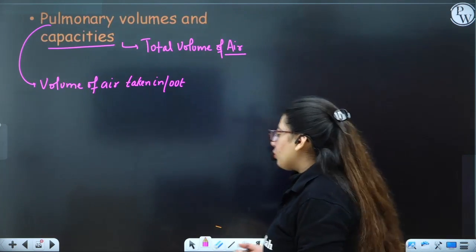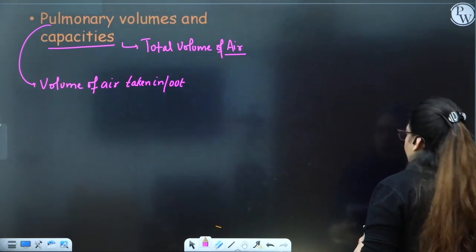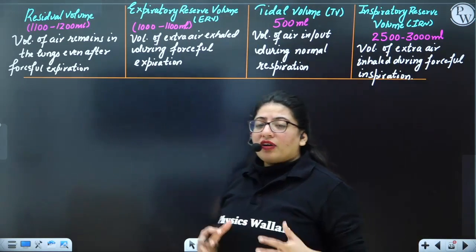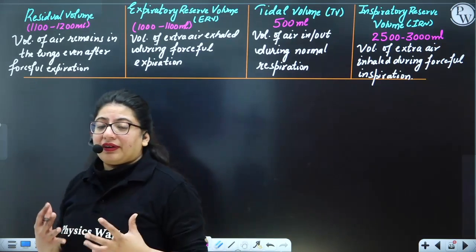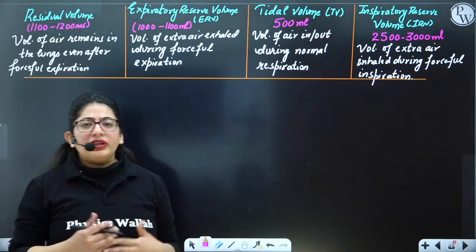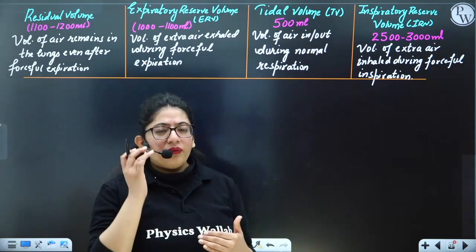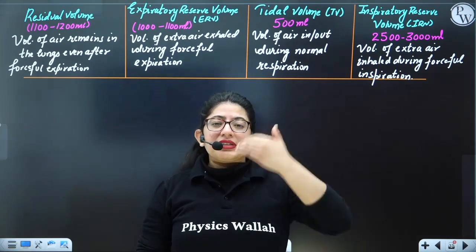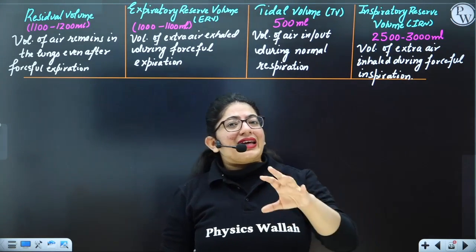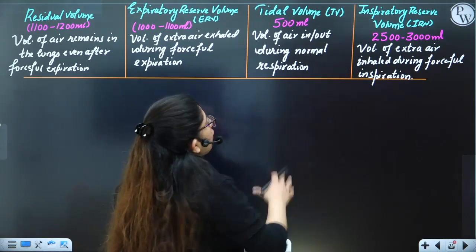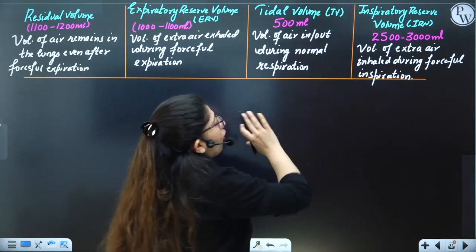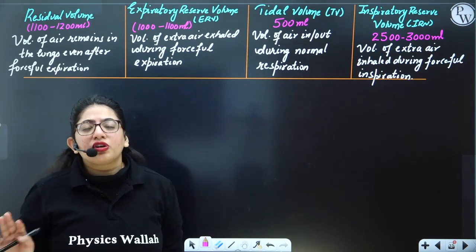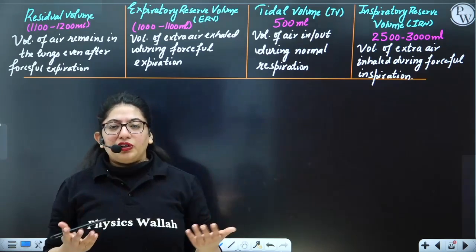So, let's talk about what types of pulmonary volumes and airs you have. First of all, we'll talk about your normal breathing. Whenever you are just breathing normally, like you are doing it right now, at that time you're taking in 500 ml of air and you're also exhaling out 500 ml of air, and that is your tidal volume. The volume of air you take in or out during normal respiration. You're not forcing yourself, you're just breathing the way you breathe.